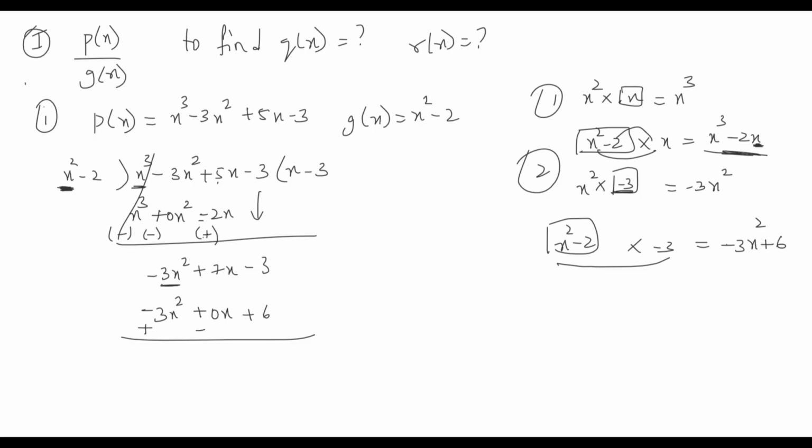This will be plus, minus, minus. Okay. So minus 3x square plus 3x square gets cancelled. 7 minus 0 will be 7x. Minus 3 minus 6 will be minus 9. Isn't it? Yeah.